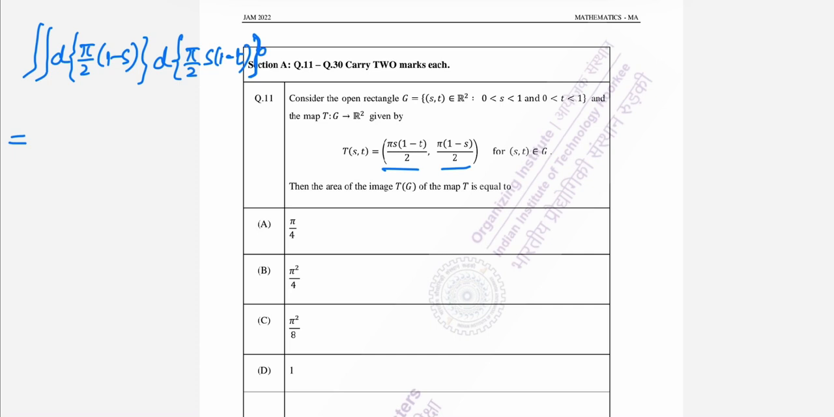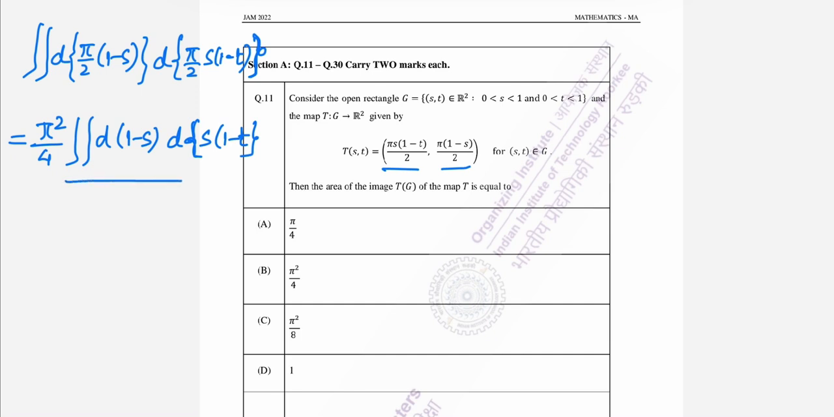You see pi by 2, two times, are constants, so we can take these two out, and this will be pi square by 4. Now inside it remains (1 minus s) and d of s (1 minus t). Okay, so this thing is the st coordinate.